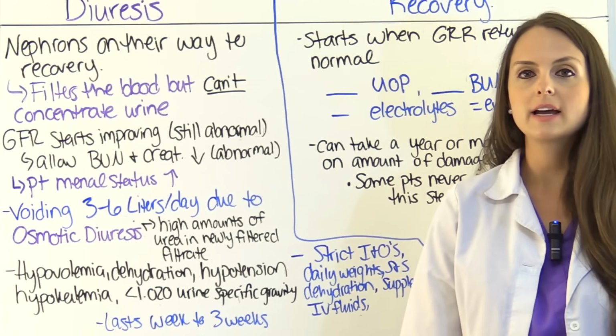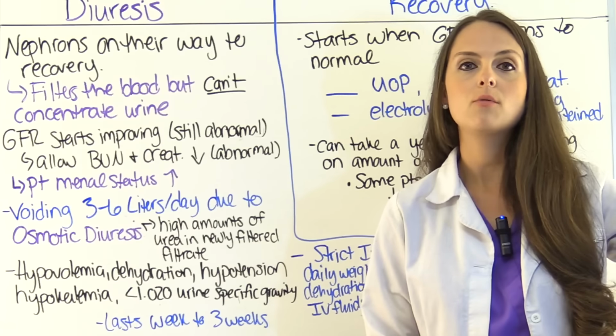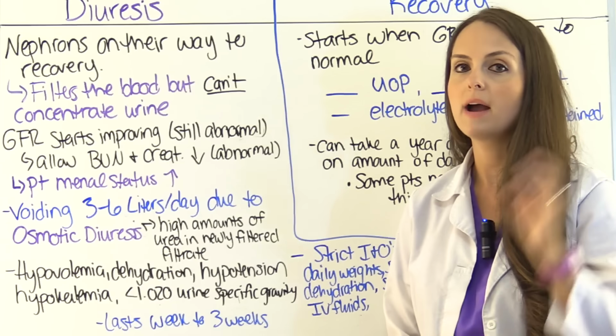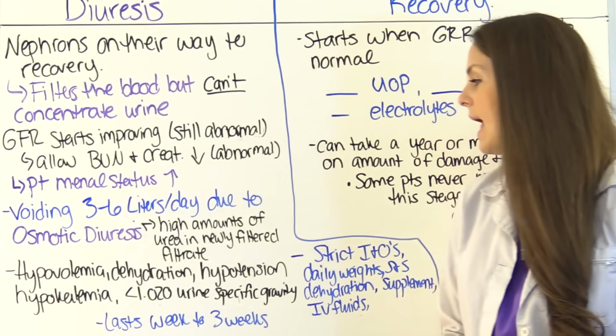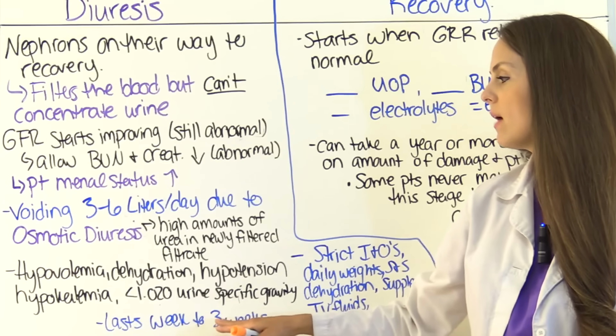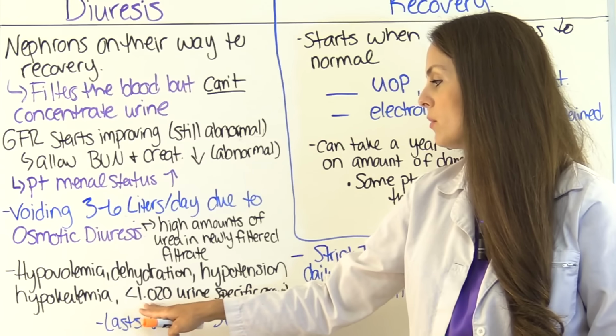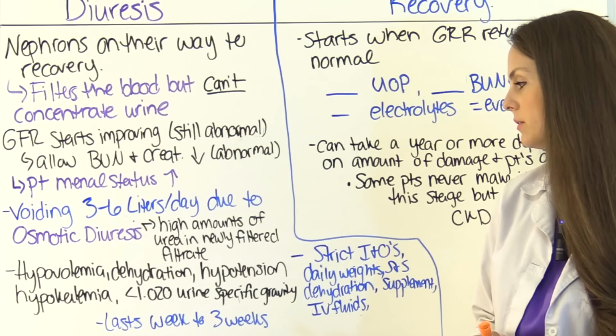What's going to happen to our electrolytes? Well, before we were struggling with hyperkalemia. Now we're voiding so much out, we're going to be wasting potassium. So we're going to have hypokalemia. And how's our urine going to be? It's going to be really diluted. So they'll have less than 1.020 urine-specific gravity. The urine's going to be really diluted.